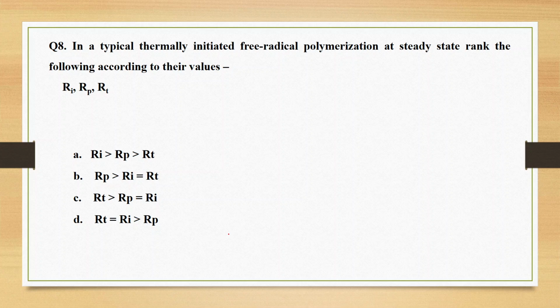Okay. So let me read the question for you if you cannot see it. It stated that in a typical thermally initiated free radical polymerization at steady state, rank the rate values, that is rate of initiation, rate of polymerization, and rate of termination. These three values, initiation, propagation, and termination, what will be their order, which will be greater than what?